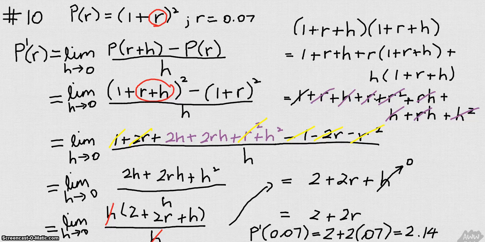So the final answer, the derivative of this function when r equals 0.07 using our limit definition, which at this point is what we're using to find the limit, the derivative, is 2.14. In other words, the instantaneous rate of change at 0.07 of this function is 2.14. The slope of the line at 0.07 is 2.14.